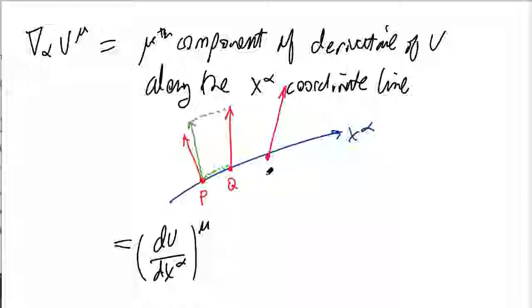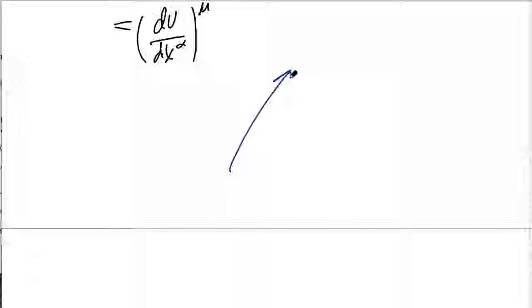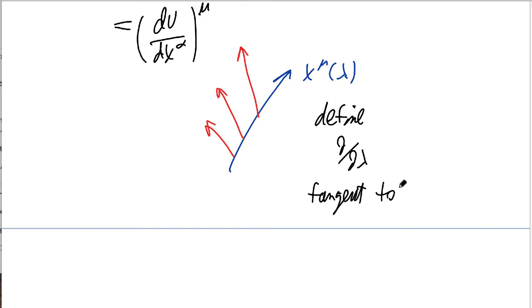Now, what if we want to differentiate a vector field along some other curve that's not a coordinate line? So, for example, let's take a curve x^μ(λ), parameterized by some parameter λ. The vector field is defined all along this curve. Given this curve, we can define a derivative operator d/dλ, and this is sometimes referred to as the tangent vector to this curve.